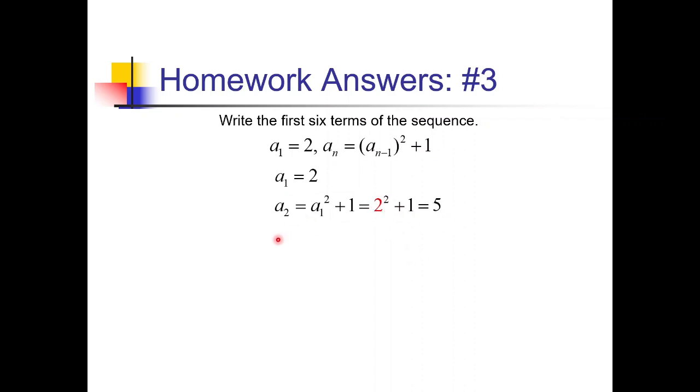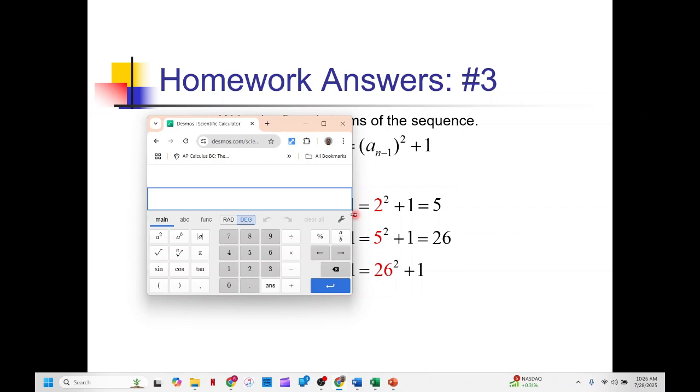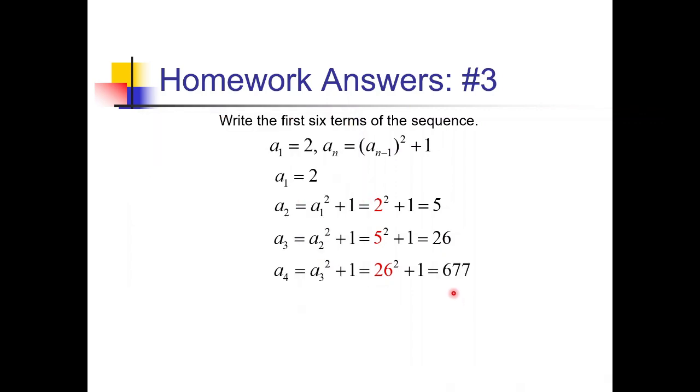For a sub 3, that's going to be a2 squared plus 1. So 5 squared plus 1. That's going to be 25 plus 1, so 26. And here's where we're going to start using the calculator. So for a sub 4, we need a sub 3 squared plus 1. So 26 squared plus 1. And then let me go to Desmos for this. So 26 squared plus 1 is going to be 677.